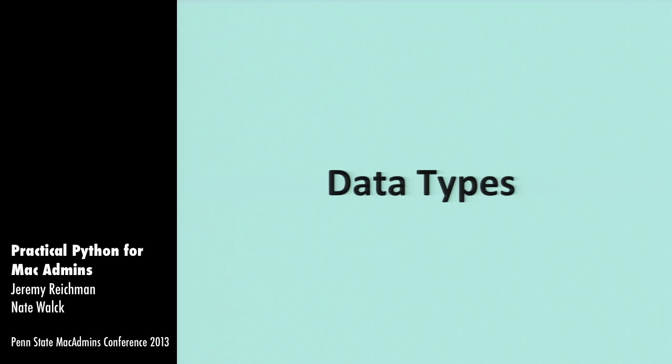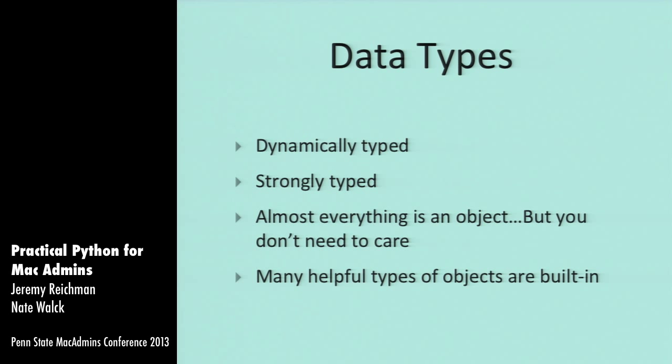Neat. So we're going to talk about data types in Python, and this is one of the first things that sold me on Python when I was learning about it years ago. Data types in Python are dynamically typed. That means they are discovered when the script runs. Python figures out what kind of data you've got where, and the types are always enforced. So if you have a particular kind of data, like a string that contains only numbers, and you want to convert it to an integer, you have to do that conversion explicitly.